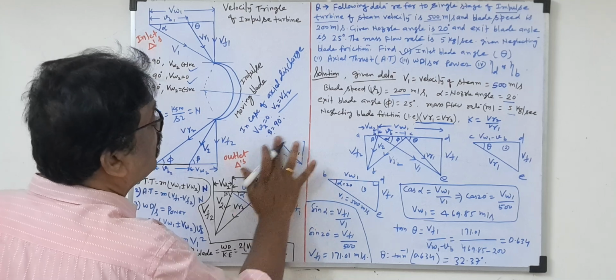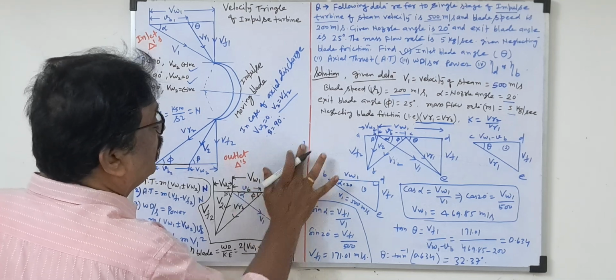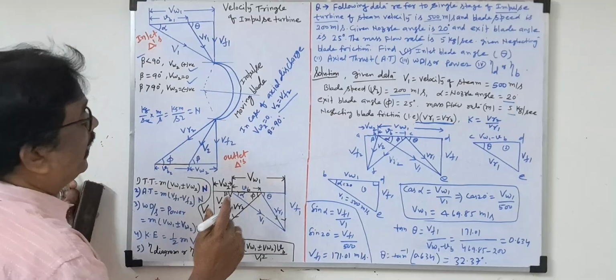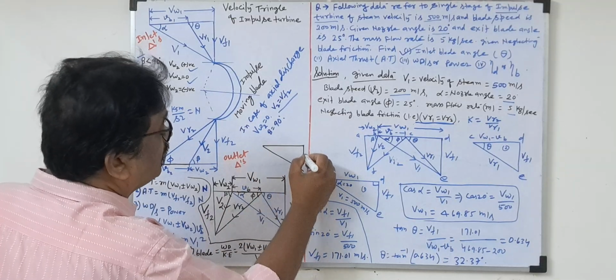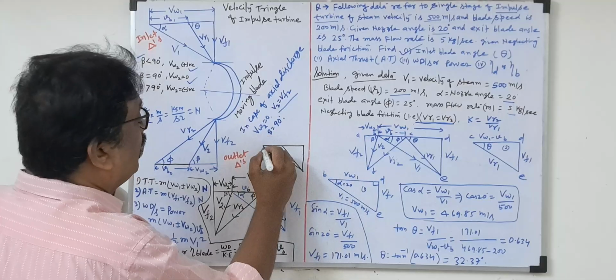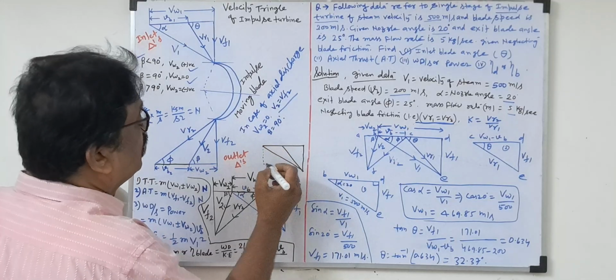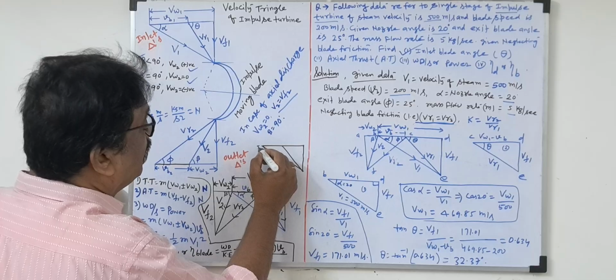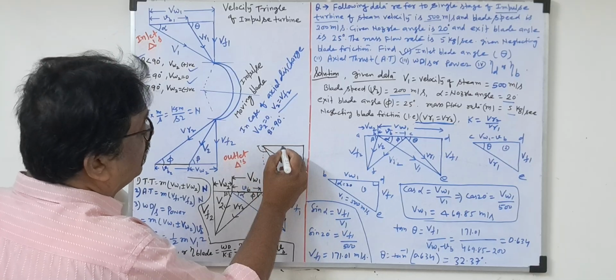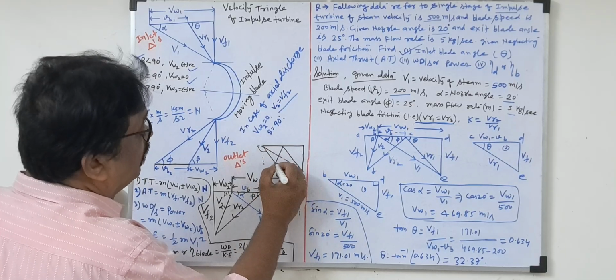So again you see here when it will be positive, when it will be more than 90. Look here, this is the triangle. Now this is beta equal to 90 degrees. Now beta is equal to more than 90. Then we will draw this line here, VR1, VR2.